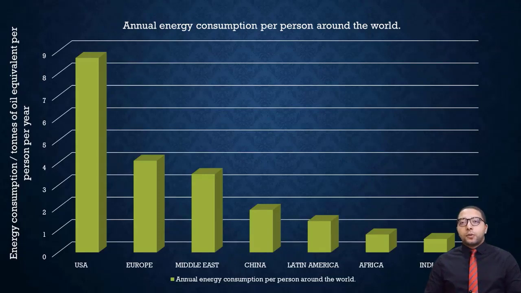The Middle East takes third place, followed by China, Latin America, Africa, and ending with India. So this chart shows how a person, based on their place, can consume more or less energy in comparison with another person in a different place.